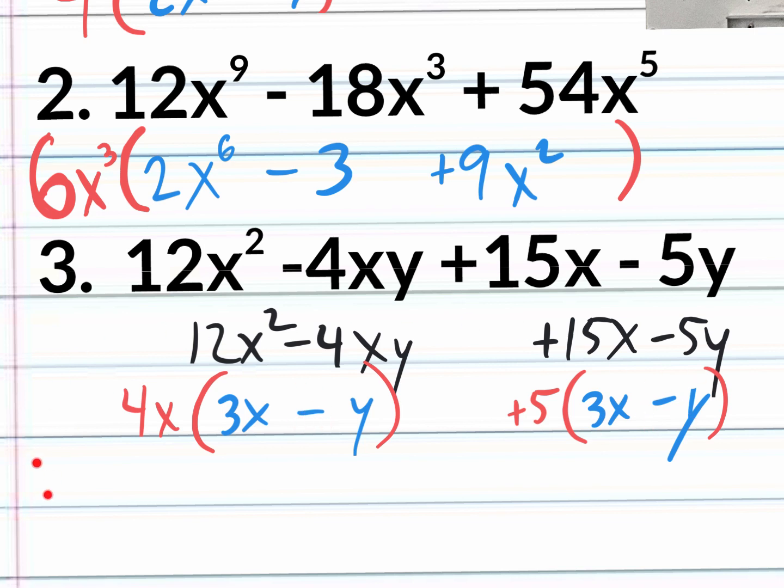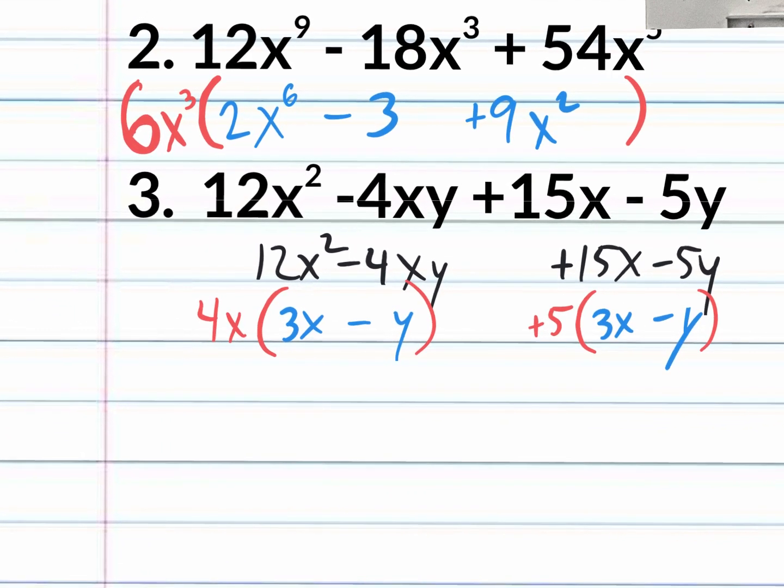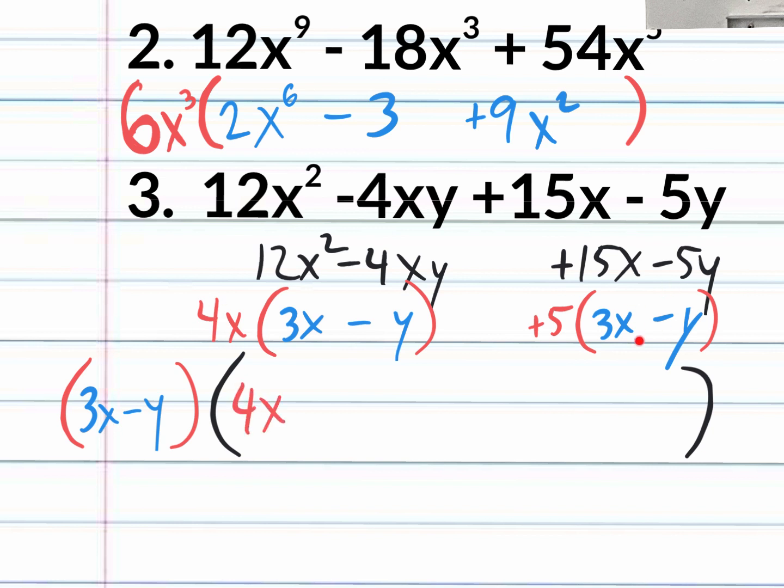We're going to pull out that blue common binomial, 3x minus y. So I want to put some exaggerated parentheses right here. I'm going to take out the common binomial 3x minus y. And if I do pull out the 3x minus y, I'll have a 4x left over. So I'll have a 4x right here. And if I pull out that 3x minus y, I'll have a plus 5 left over. So you put the plus 5 right there. And we're done. We factored it.